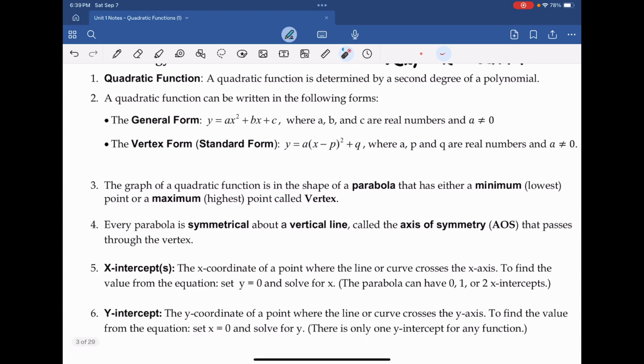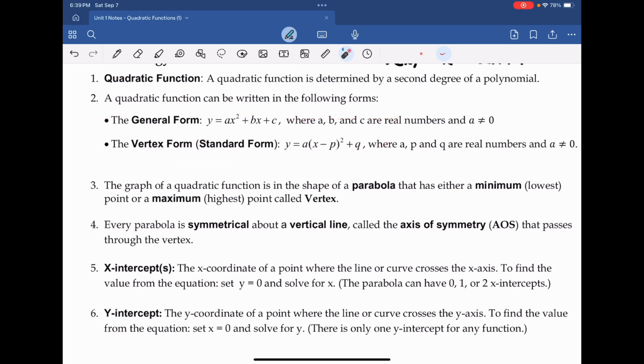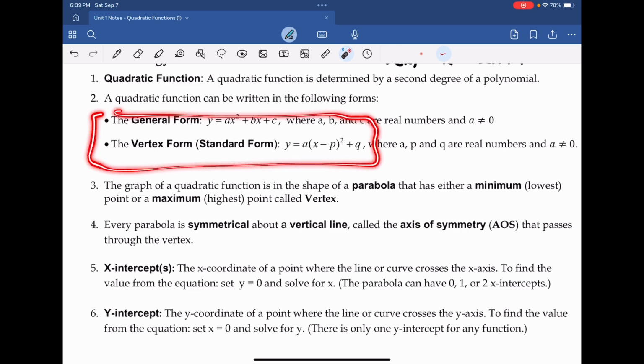All right, next, general form versus vertex form. These are two ways of representing the same data. One is the regular trinomial form we've seen before in Unit 1. The second is where we can embed the vertex directly within the equation. Both will be given to you on your formula sheet, so you do not have to memorize these.